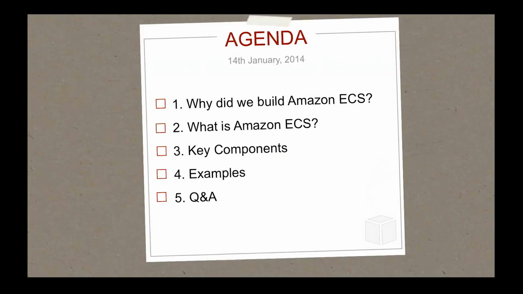Today, I wanted to cover a number of topics. I wanted to talk about why we built Amazon EC2 Container Service, walk through some of the core features and core capabilities, describe some of the key components of the service, and then we'll actually walk through a couple of examples of how you can use the service. And at the end of it, we may have some time for Q&A and we'll address your questions.